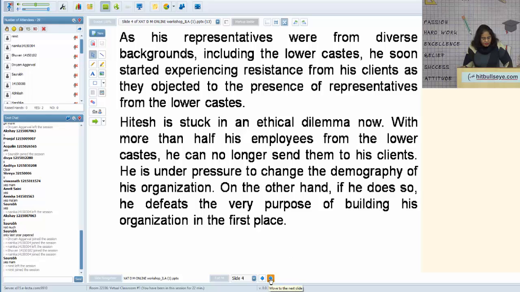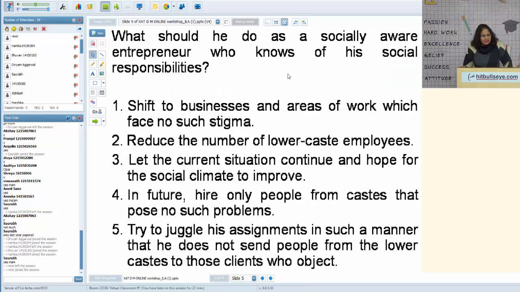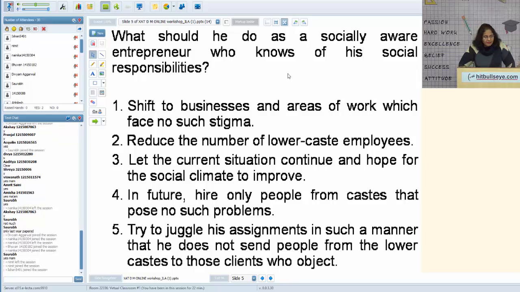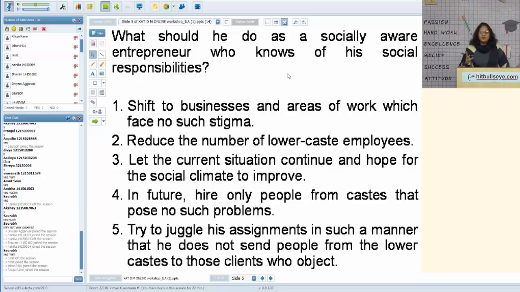So let's look at the options. First, very importantly, what's the question stem? What should he do as a socially aware entrepreneur who knows of his social responsibilities? Just look at the options and tell me, what should this guy do? He's faced with this dilemma. Should he just forget about why he started the organization in the first place, or stick with it and then maybe he loses his clients?